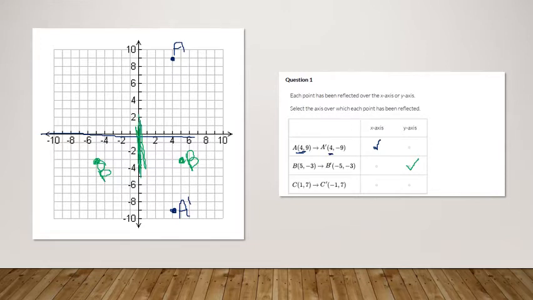So I'm going to look at C, and I've got 1, 7, and then I've got negative 1, 7. Well, the y value stayed the same, so we know it flipped over the y-axis. Okay, so 1, 7 was here, and negative 1, 7 is here. So it flipped over this axis.